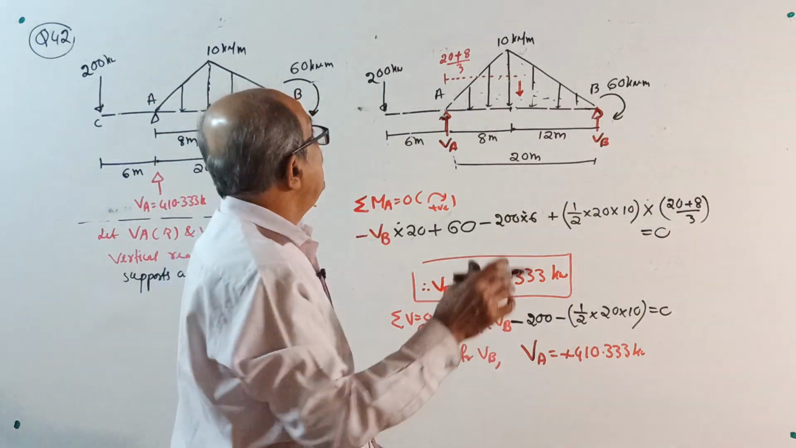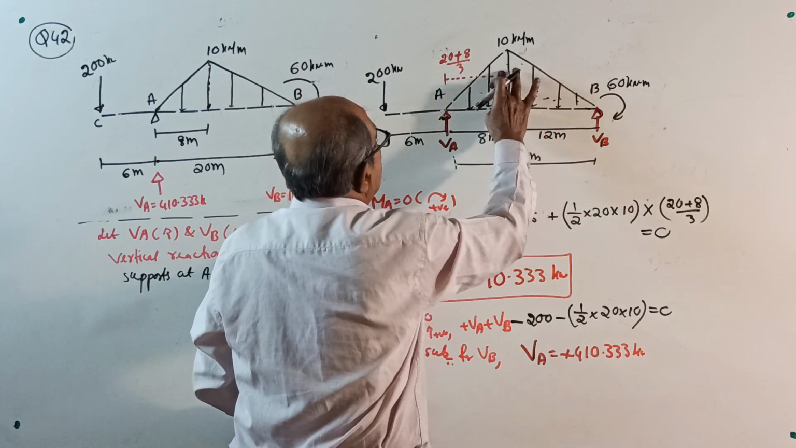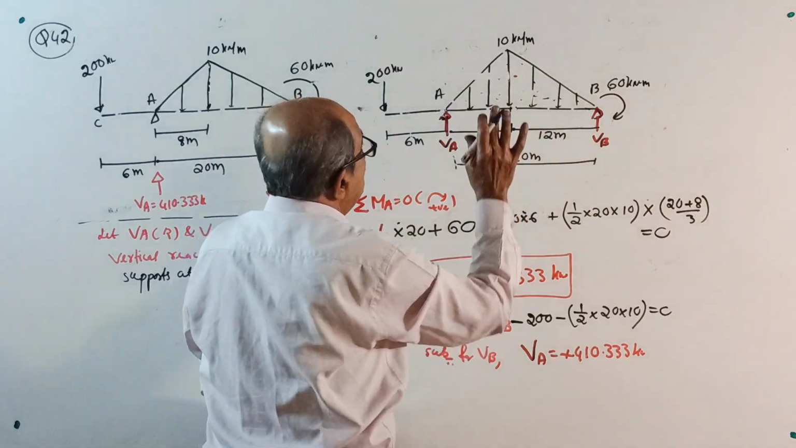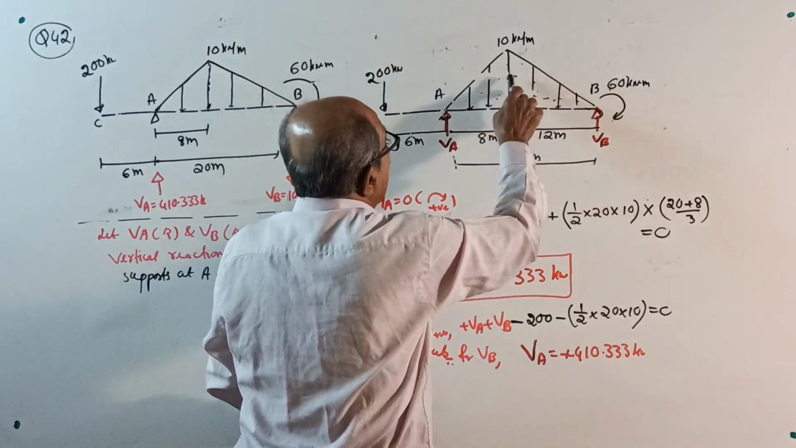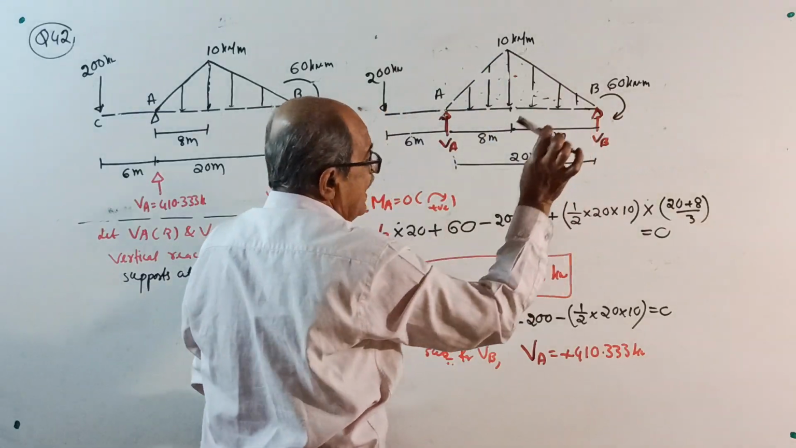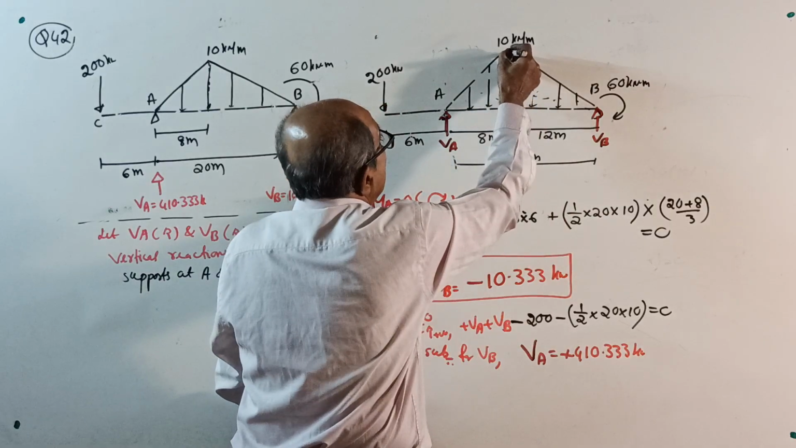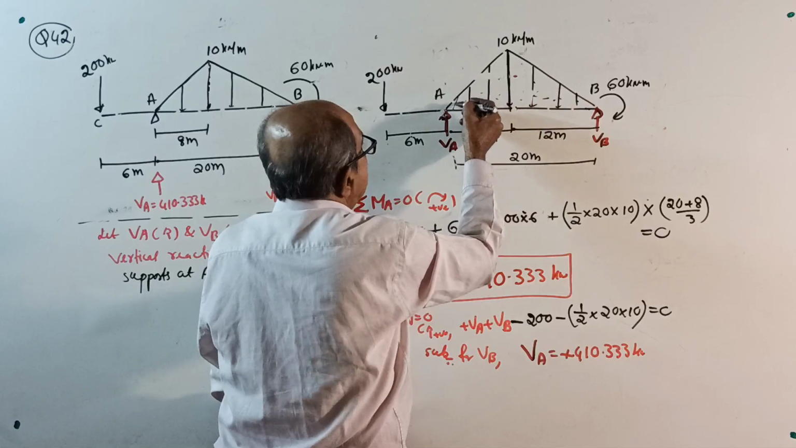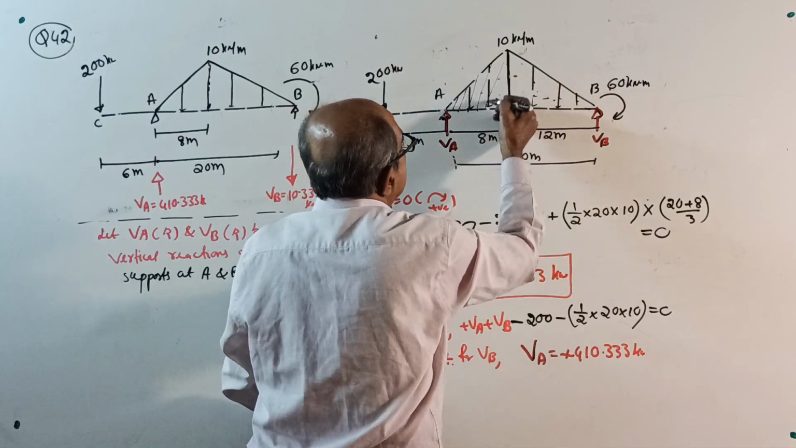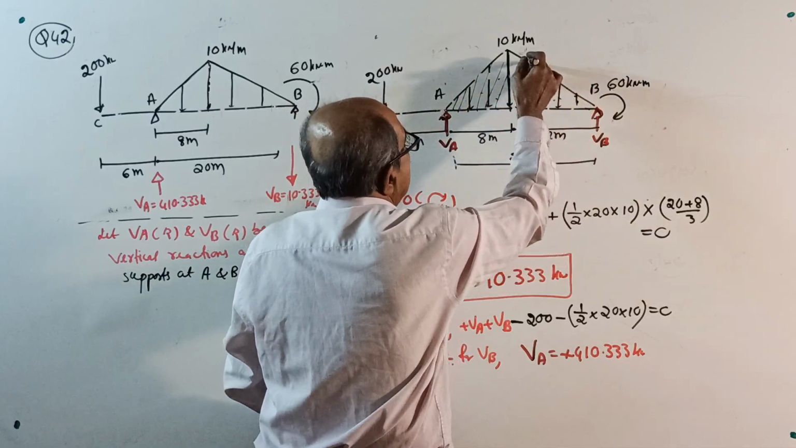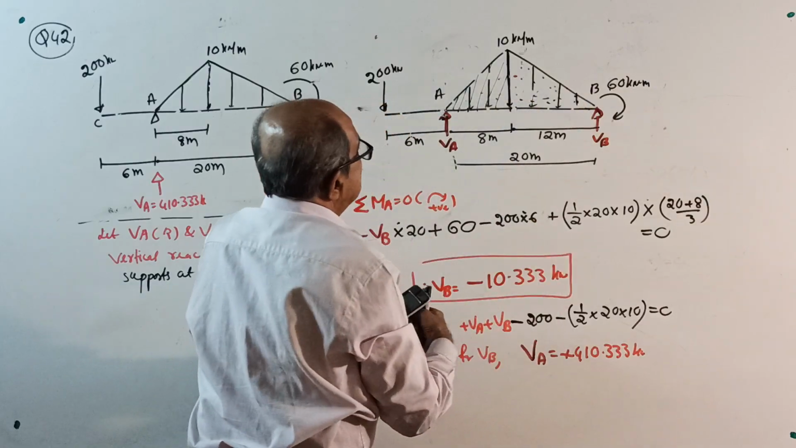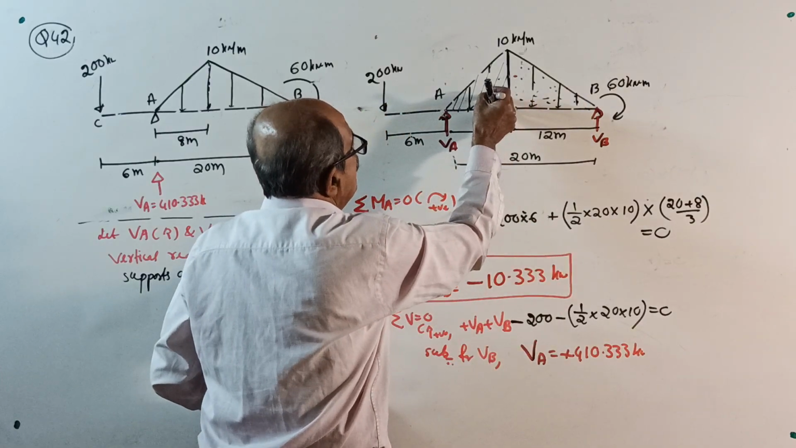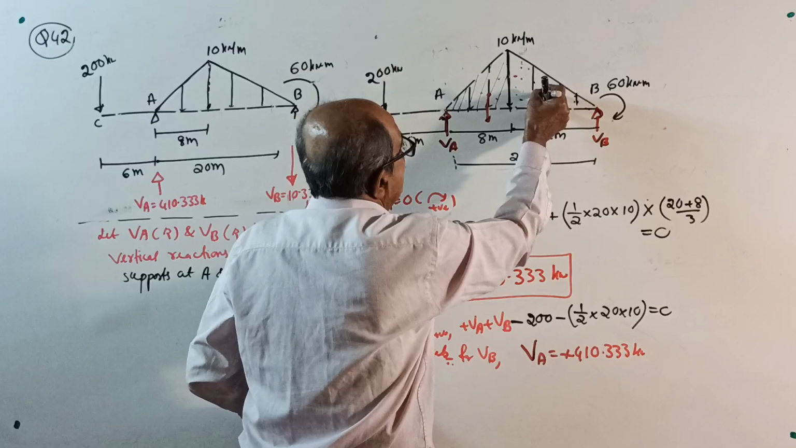Sometimes people have difficulty with this one. See, this I told you. Okay, do one thing. Suppose you have difficulty locating the line of action for this general triangle. What you do is, take this triangle once. For this triangle, the total load will pass here. For this triangle, it will pass here.